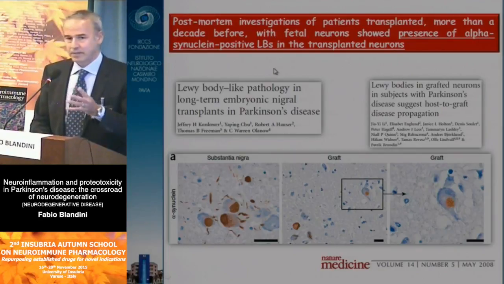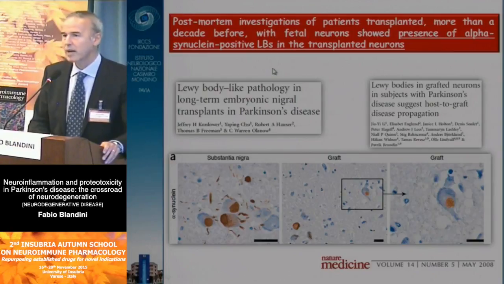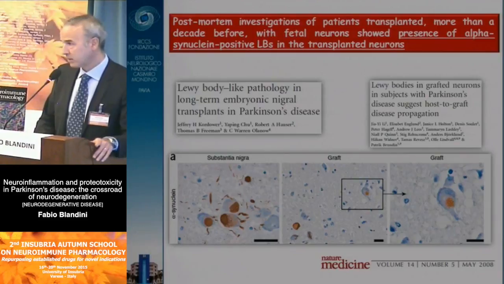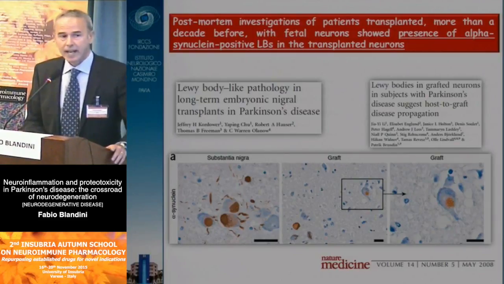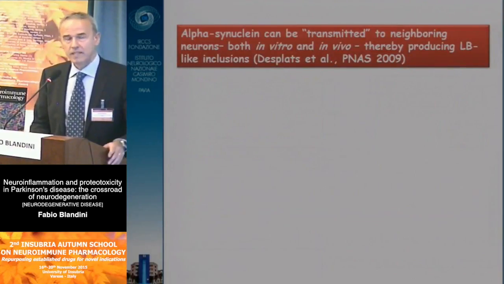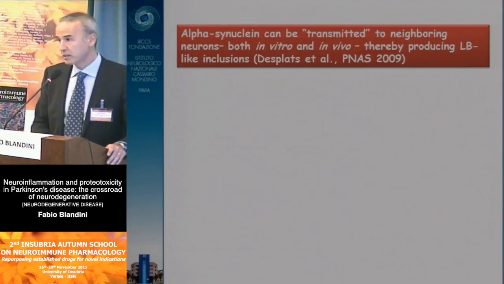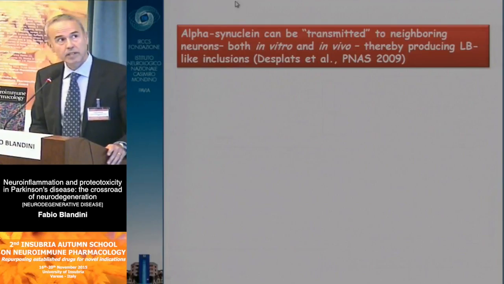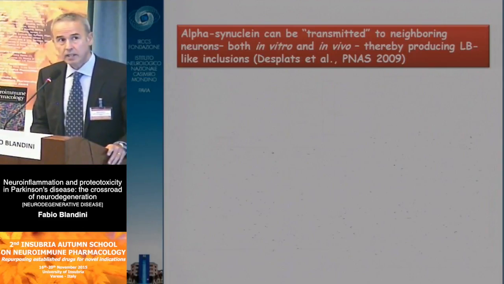To say it in a probably incorrect way, but it gives you an idea, it is as if the transplanted neurons had been infected with the Lewy bodies. And this changed everything, because less than 1 year later, it was demonstrated that alpha-synuclein can be transmitted to neighboring neurons, both in vitro and in vivo, producing Lewy body-like inclusions.